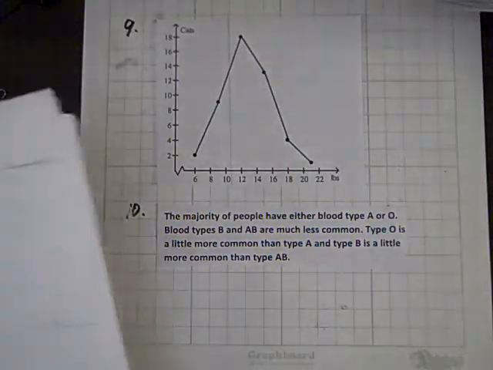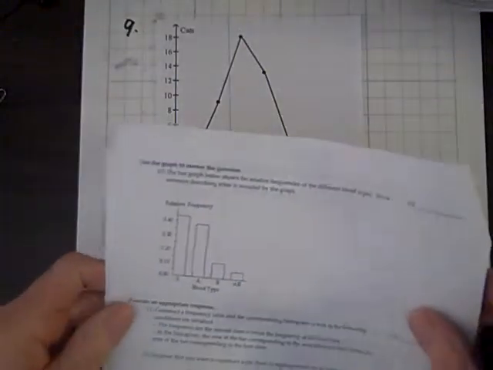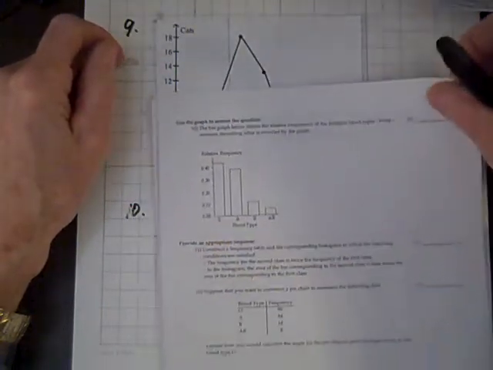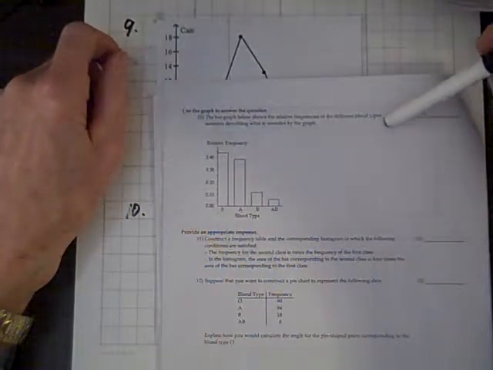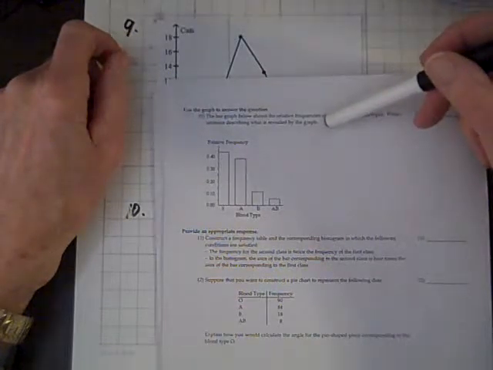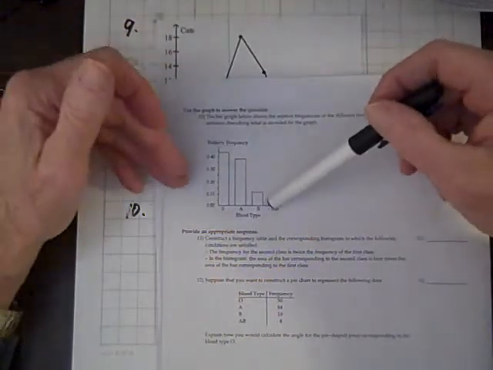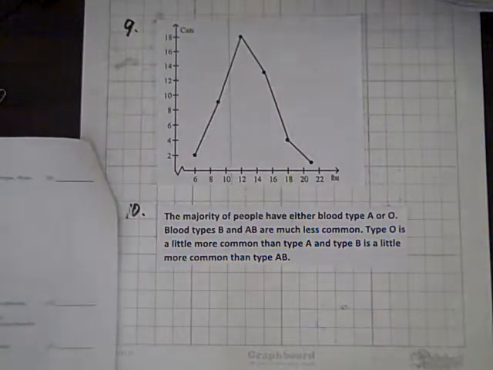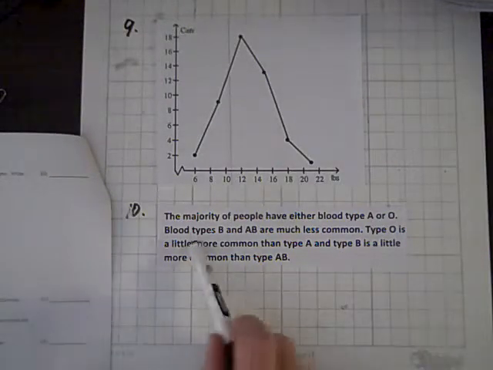So now it's time for 10. And for 10, use the graph to answer the question. The bar graph below shows the relative frequencies of different blood types. Write a sentence describing what is revealed by the graph. Well, now you have your paper, so you focus on your graph on your paper, and we'll go through the description of what we get out of this.